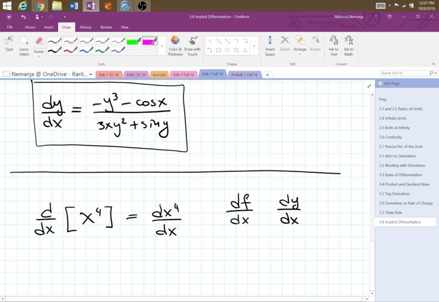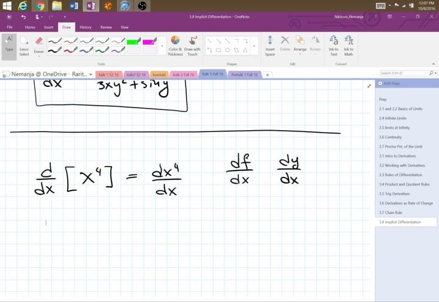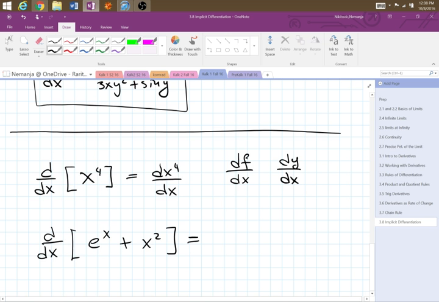Now, I will write down a new problem, which will say take the derivative of, let's go with a to the x plus x squared, okay? And I'm going to write something. A to the x dx over dx plus 2x dx over dx. Now, you haven't seen me write this before, ever.